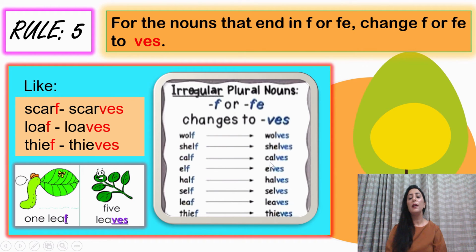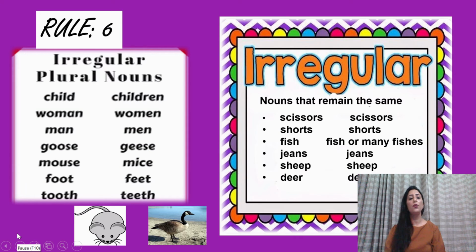Calf becomes calves. Elf becomes elves. Half becomes halves. Self becomes selves. Leaf becomes leaves. Thief becomes thieves. Well, now moving further to rule number 6.